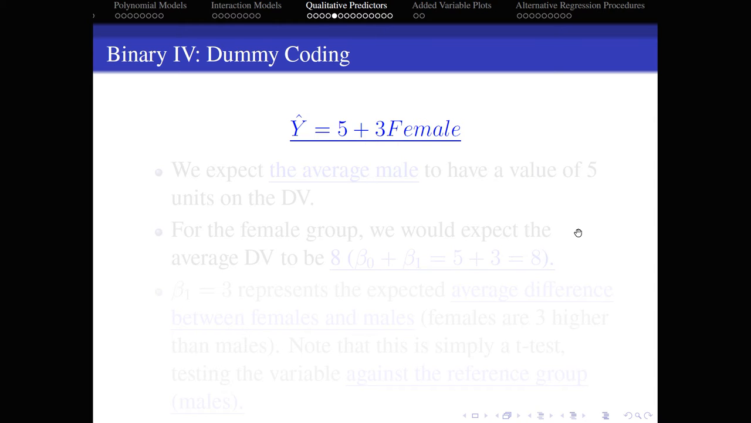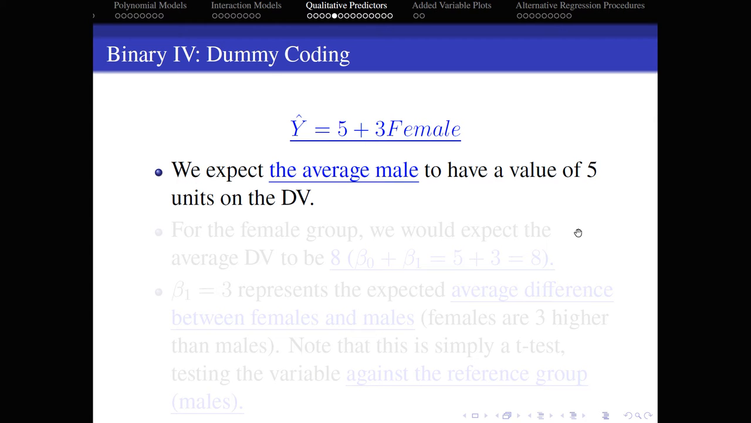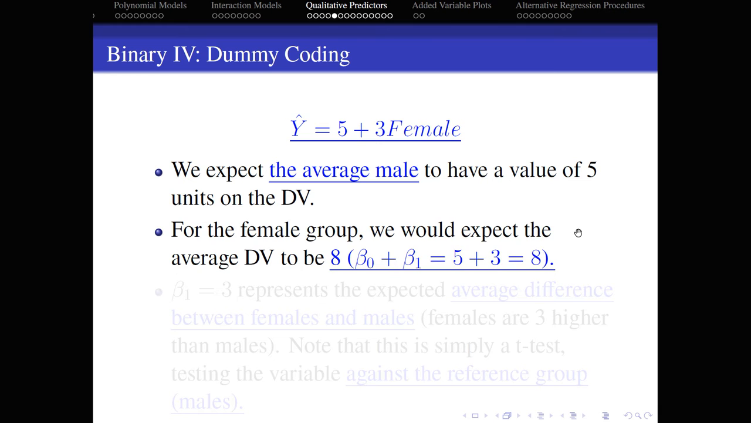All right, I kind of forgot I had this example, but we'll just roll with it. So we've got the predicted y, 5 plus 3 times female, so beta 0 is 5, beta 1 is 3. We expect the average male to have a value of 5 on the DV, and I'm just going to do generic units. The average female doesn't have 3, and this is an important point: the average female doesn't have an outcome, or a dependent variable, of 3. We'd plug in 1 for female, so 5 plus 3 times 1 is 8. The average female group would be 8.